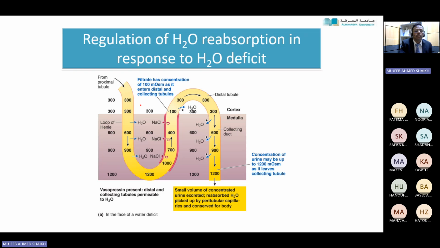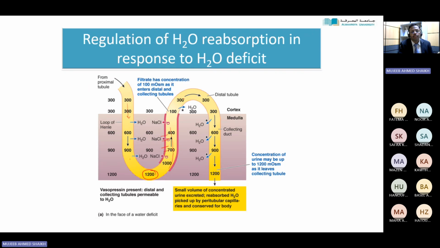So this slide is the final slide of how the kidney regulates the water balance. In case of water deficit, when fluid is entering the tubule for the first time, it is 300 milliosmolar. When it goes down, it becomes hyperosmolar, around 1200. Again, when it comes up, it becomes hypoosmolar because the solutes are reabsorbed.